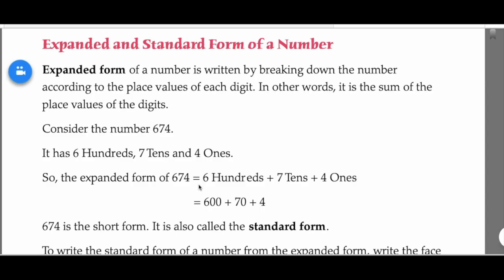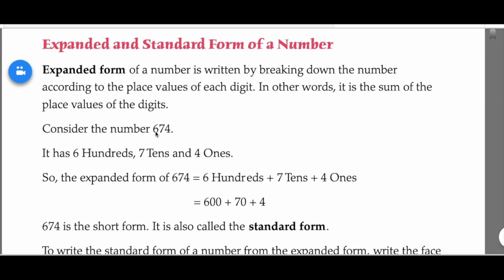Expanded form of a number is written by breaking down the number according to the place value of each digit. In other words, it is the sum of the place values of the digits. Consider, here they have given you 674. The number is a three-digit number and 4 is in ones place, 7 is in tens place and 6 is in hundreds place. So, in expanded form, we have to write the numbers according to their place value.